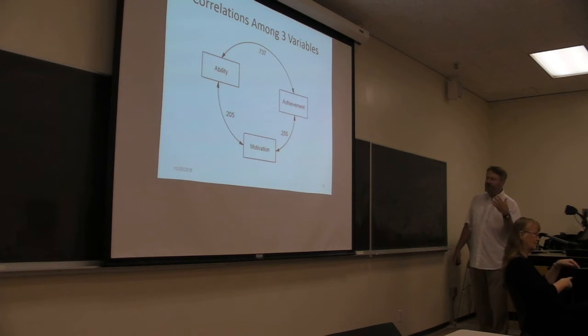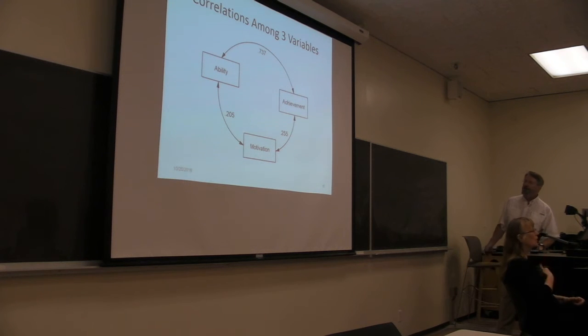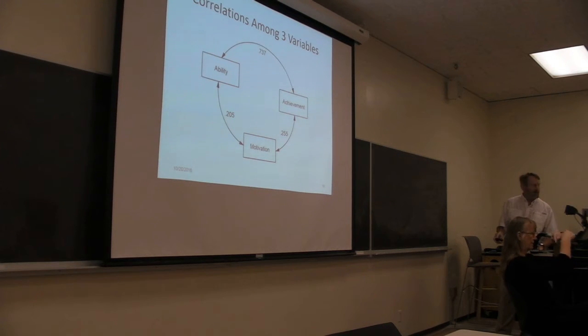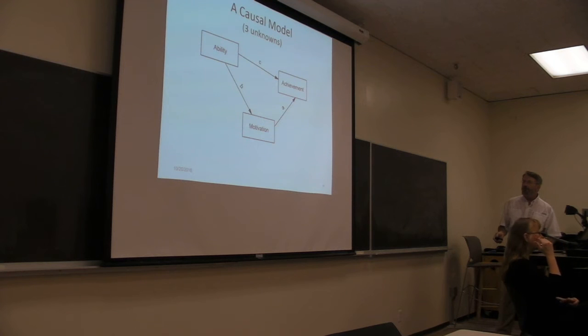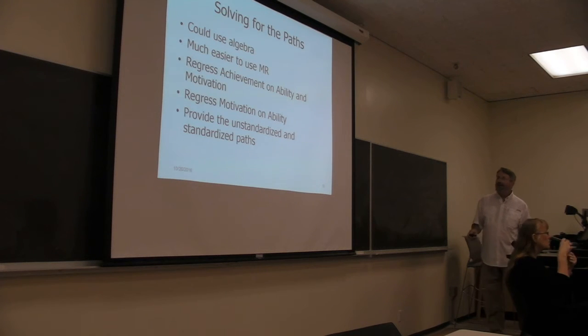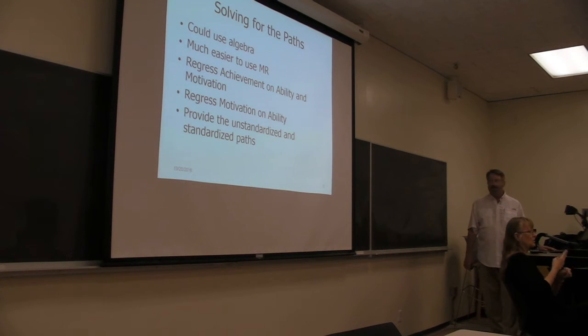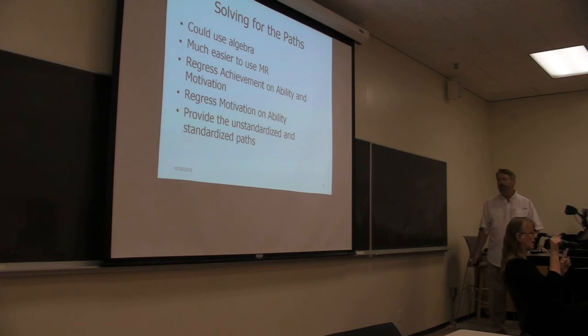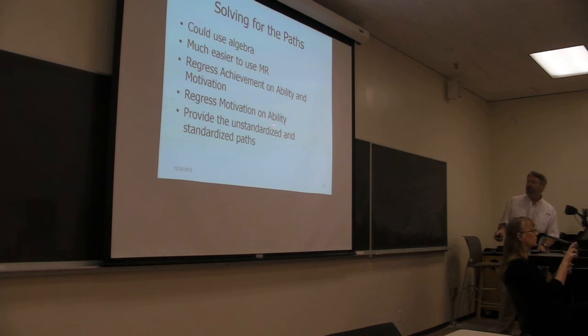Well, we're not interested in correlations, we're interested in effects, right? Well, interestingly, I now have 3 unknowns, these 3 paths, and I've got 3 knowns, these 3 correlations. And if you remember your high school algebra, you could use the correlations to solve for the paths. Fortunately, we don't have to remember our high school algebra because you can also solve this using multiple regression analysis. You simply regress achievement on ability and motivation, the 2 variables that point to it in the model. And you regress motivation on ability, the 1 variable that points to it in the model.